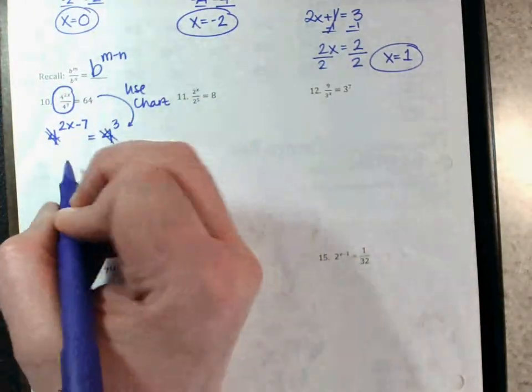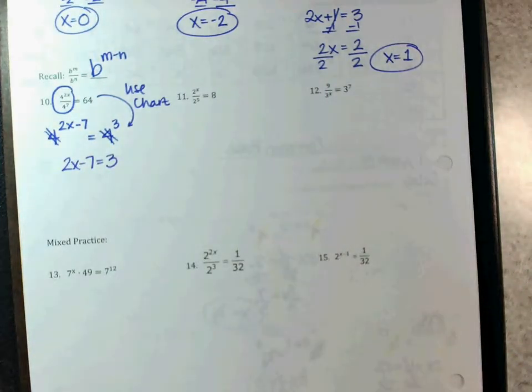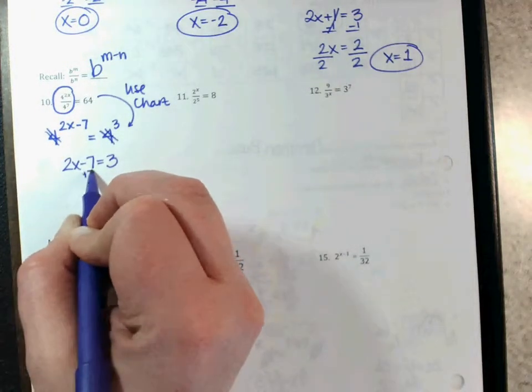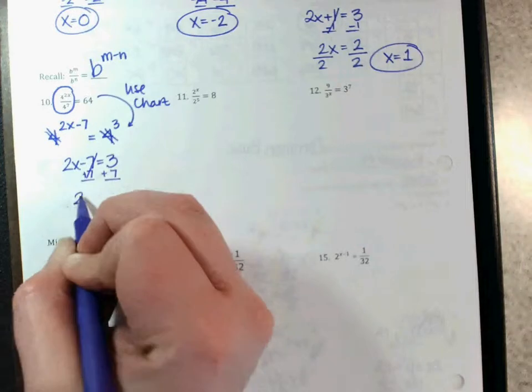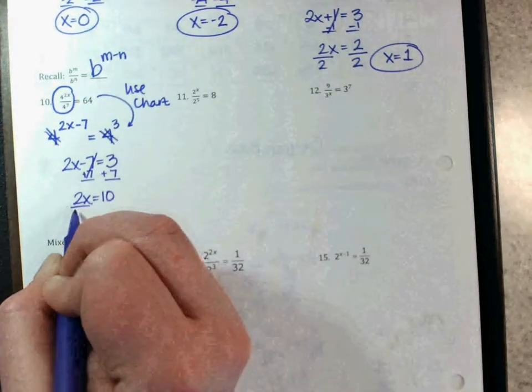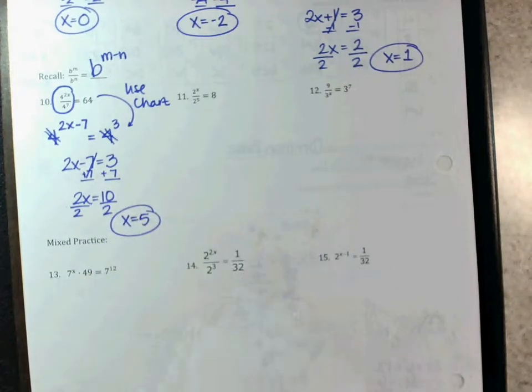So you'd have 2x minus 7 equals 3. Plus 7, plus 7. 2x equals 10. So if you need that step by step, you'd add your 7 across. That gives us a 10. And then if 2x is 10, we divide by 2 and you get 5. Alright, next one, how would it be set up for number 11?